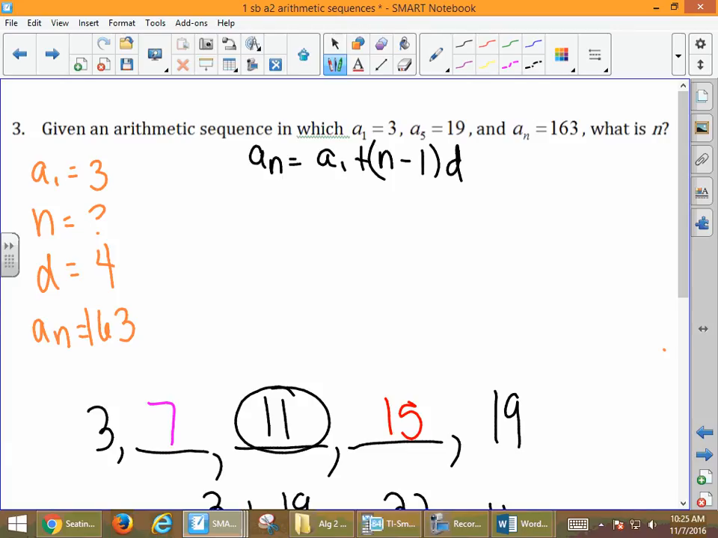And now we can use our information to come up with the rest. So we fill it in. A sub 1 is 3. We don't know n. We know our common difference is 4, and the last piece of information that I have over there in our list is that a sub n equals 163. And now we're going to use the distributive property to help us solve. We're going to take this 4 times n, 4 times 1.